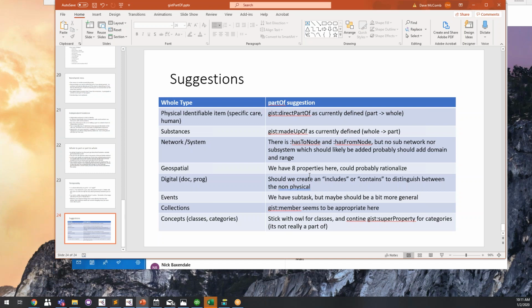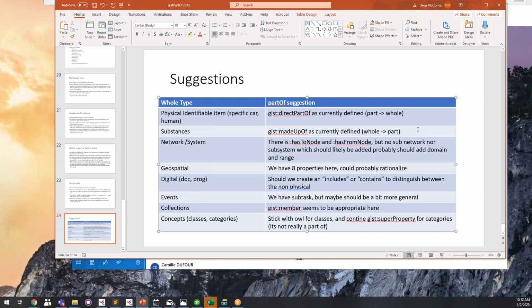I think we're in pretty good shape with physically identifiable items. Specifically, it should be a car or a human or whatever, that we could say something is a direct part of, and we mostly go from part to whole. And for substances, we have is made up of. I think we should rely on that more often and use that for substances. It's weird to talk about butter being part of the cake. I've never used is made up of.